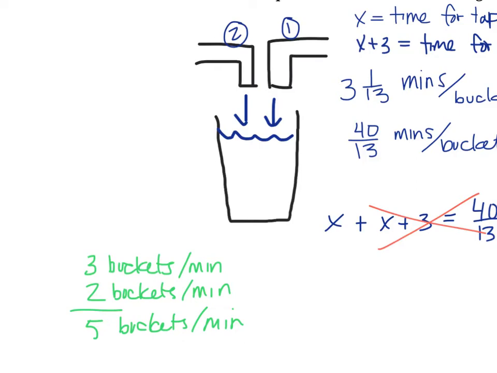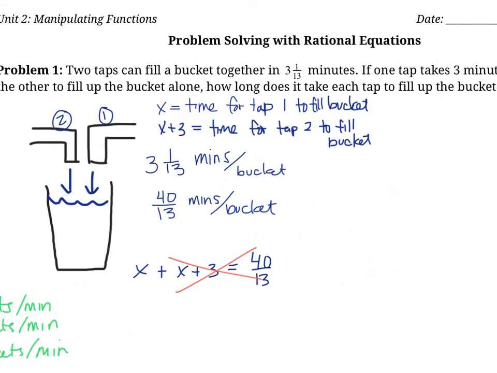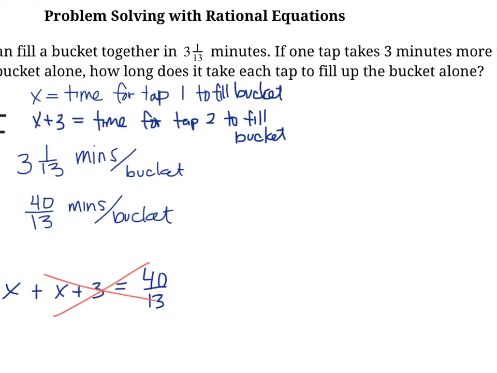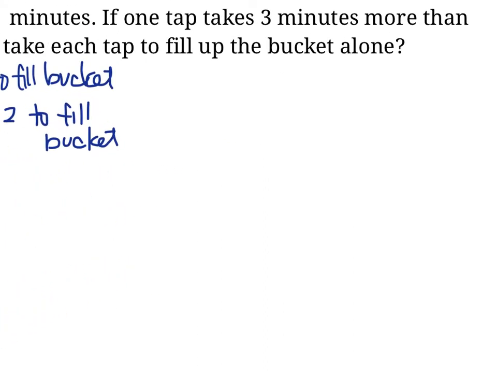So back to our example, how can we turn minutes per bucket into buckets per minute? Well, if we just flip this, it's going to end up being buckets per minute. So essentially what that's saying is that our taps combined can fill 13 over 40 buckets per minute. So going over here, our taps together can fill 13 over 40 buckets per minute. It's just the reciprocal, about a third of a bucket per minute. This is combined.